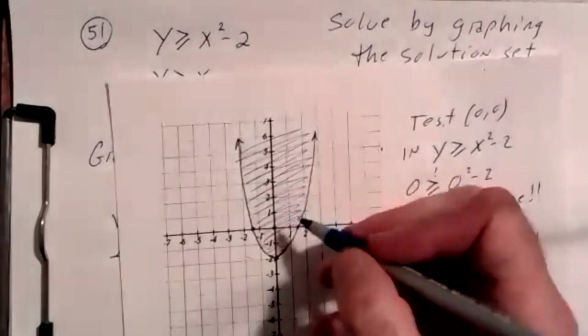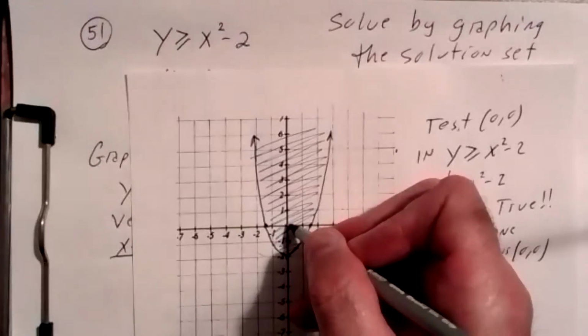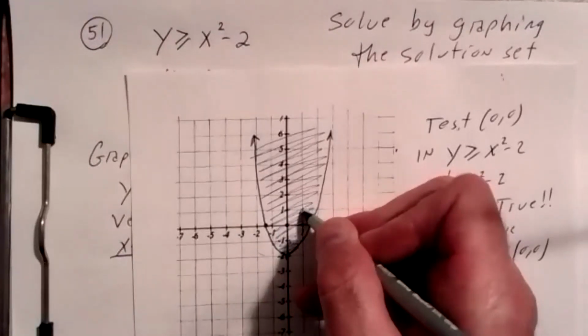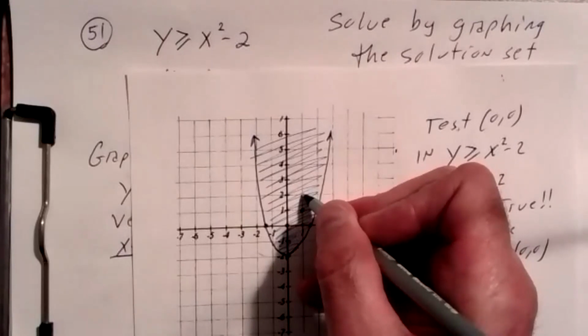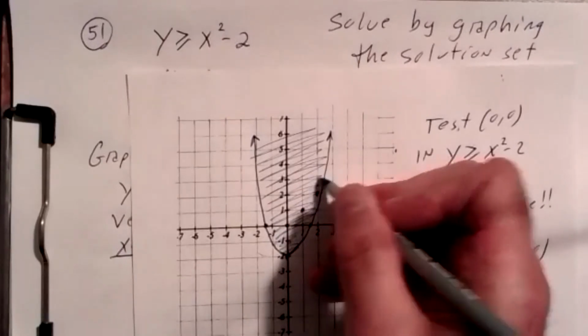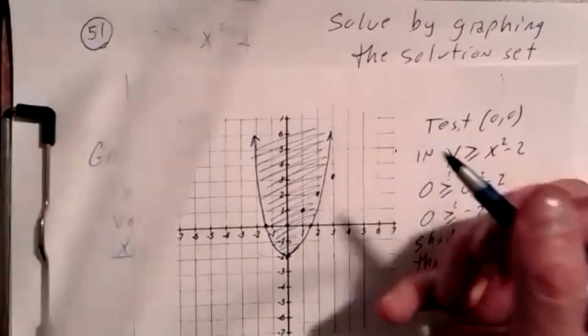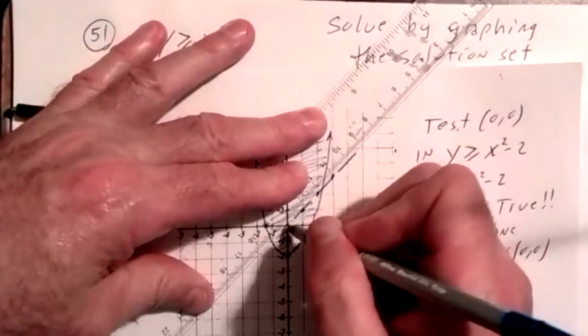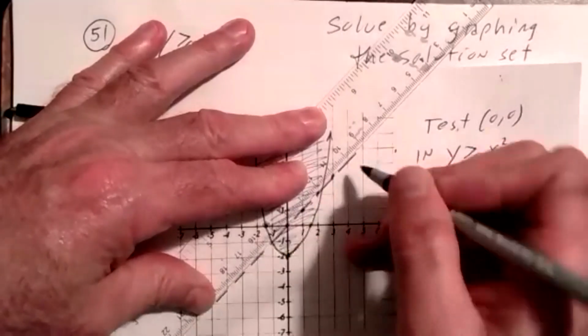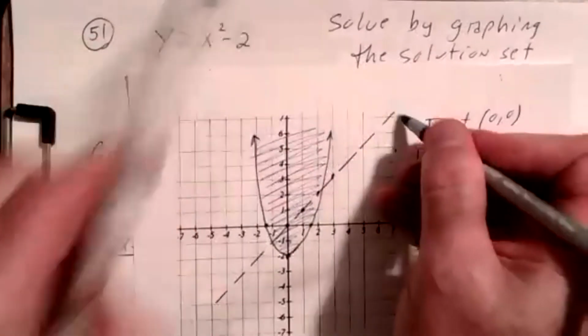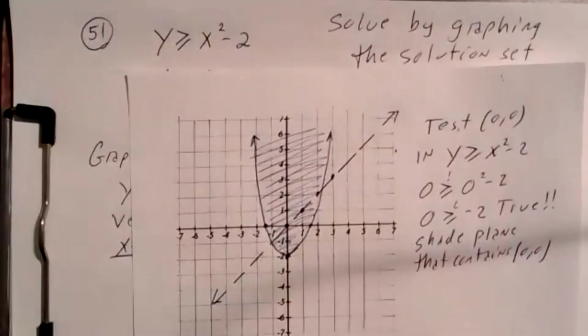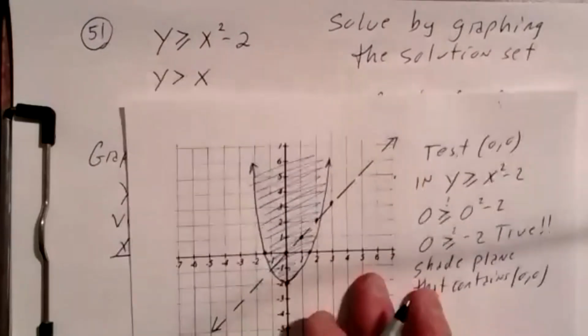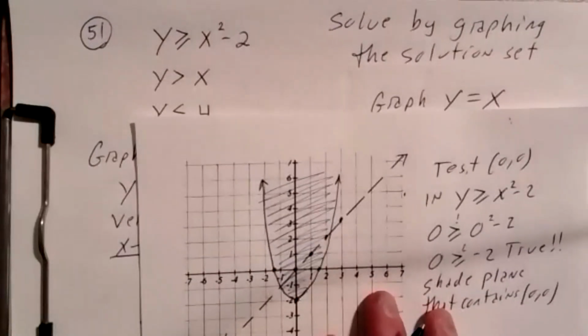So here we go. The y-intercept is at 0, the slope is 1. So rise of 1, run of 1, plot point. Up 1, over 1, plot point. Up 1, over 1, plot point. Take a ruler, put a dashed line through there. And you have the graph of that linear equation y equals x.